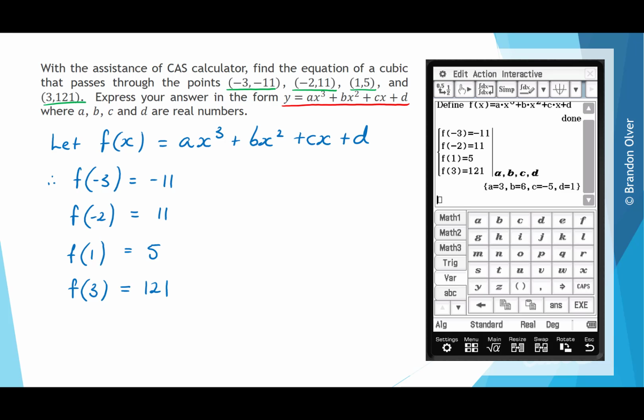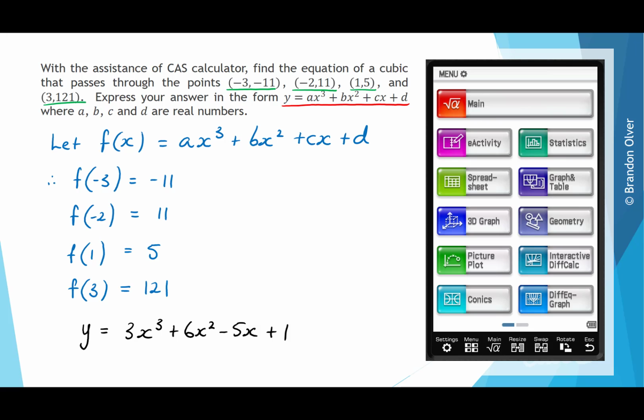Hitting execute, this gives us the values of a, b, c, and d, which we can use to write our cubic equation. Using the values of a, b, c, and d found on the CAS calculator, we know that our cubic is y equals 3x to the power of 3 plus 6x to the power of 2 minus 5x plus 1. So that's the equation of a cubic passing through these 4 points.